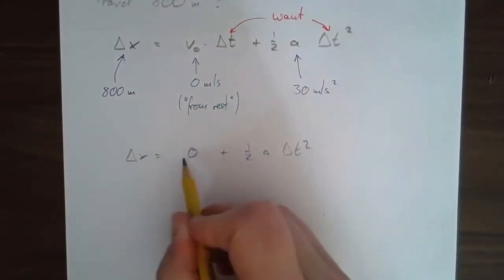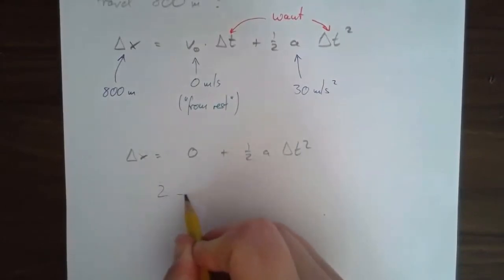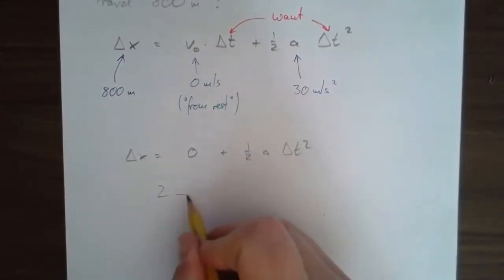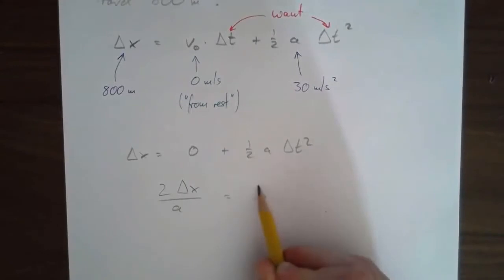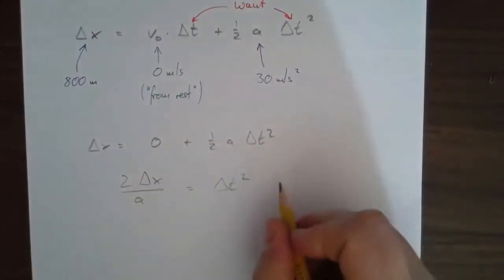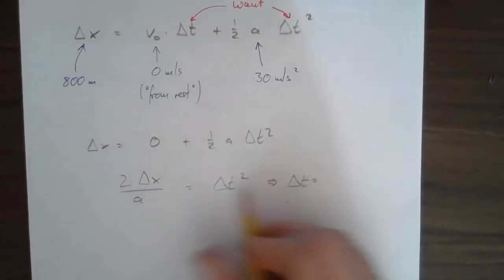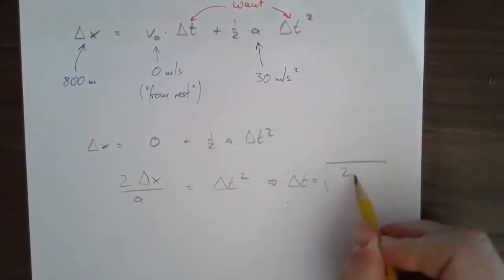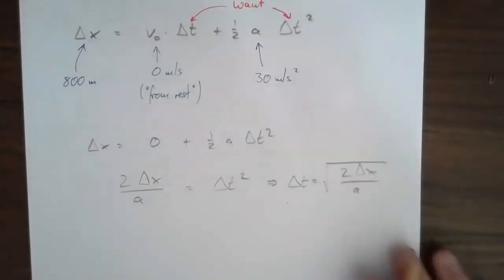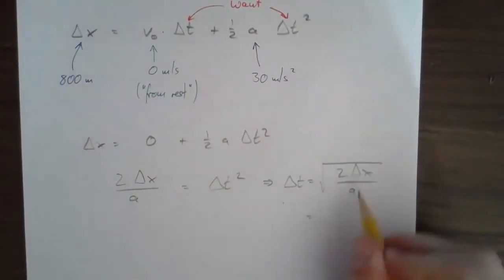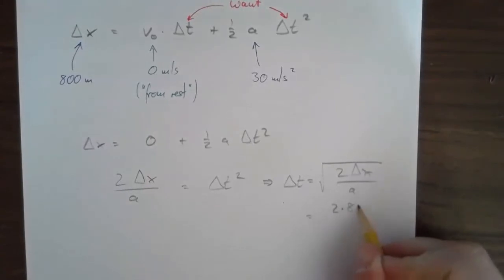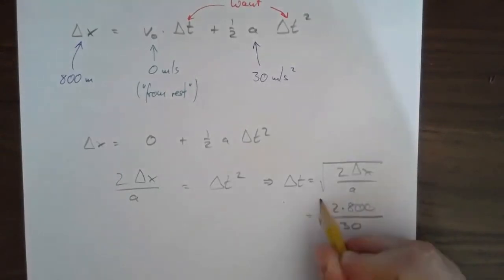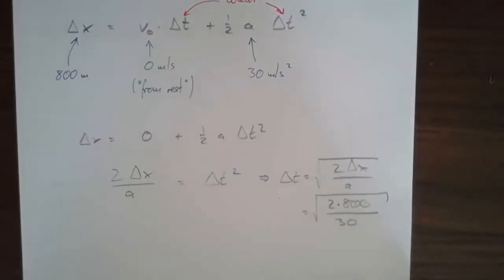So I want to solve for this one. This is zero. So I can just rearrange this: 1/2 goes over here. Delta x divided by a is equal to delta t squared. And that implies that delta t is just the square root of this, 2 delta x over a. Let's plug in the numbers. I have 2 times 800 divided by 30. And I take the square root of that.